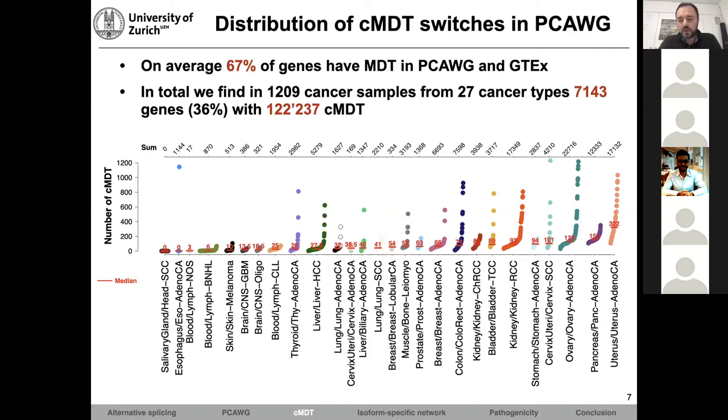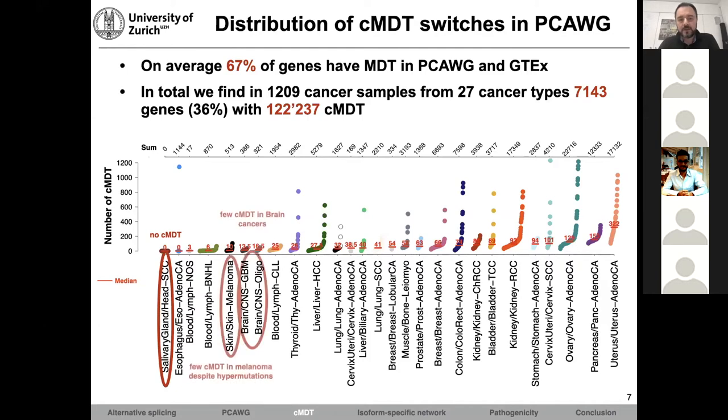And here at the bottom, I'm showing you a distribution of the various samples and the number of CMDTs, separated by the different cancer types and ordered by the median number of CMDTs. So it's a lot of data, but I would like to point out certain things here. First of all, interestingly, cancers of the salivary gland in the mouth, in the data set that we had available at least, didn't have any alternative splicing disruptions.